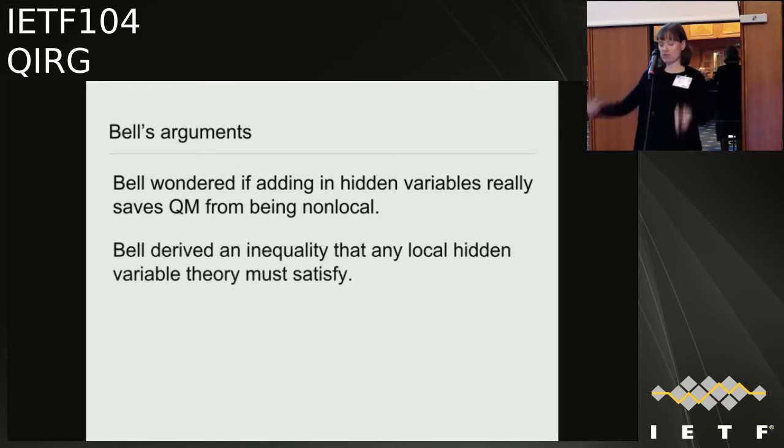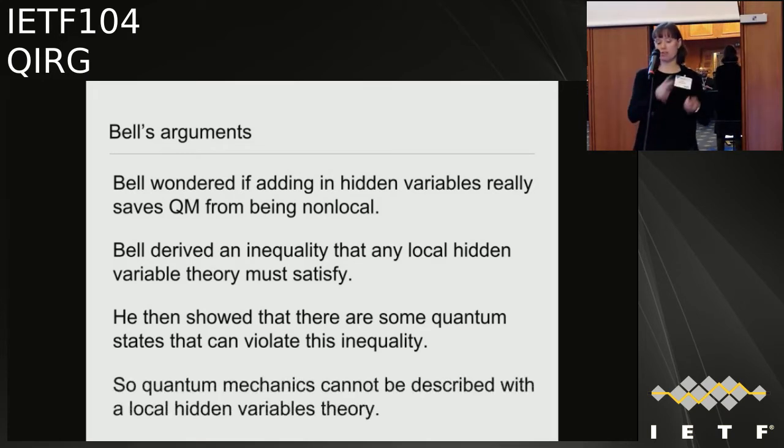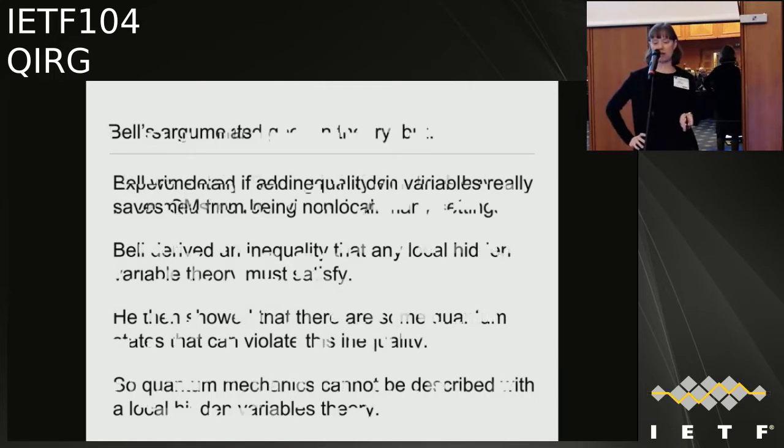And so what does Bell do? He derives a very specific inequality, and he shows that if you have a local hidden variable theory, it has to satisfy that inequality. And then you can take quantum mechanics as we know it, plug it in, and show that quantum mechanical states violate this inequality. So if quantum mechanics is true, we have to accept this non-locality. Again, that was this theoretical perspective, and the message is that quantum mechanics cannot be described with a local hidden variable theory.